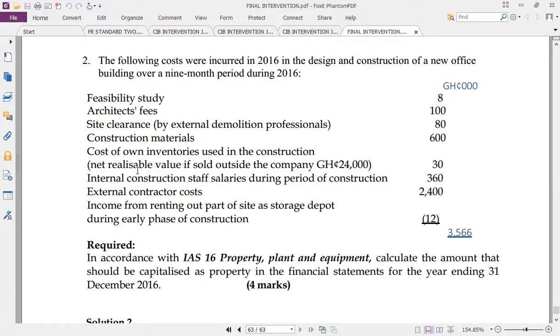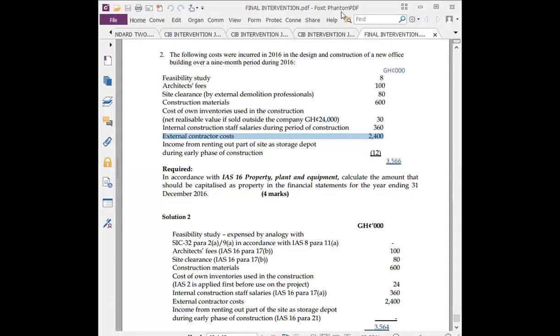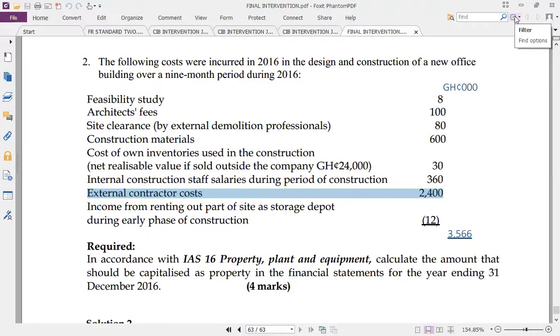Internal construction staff salary during the period of construction. Yes, it must be part. So you add it. External contractor cost. That is 360. That must be part. Perfect. Then income from renting out, this 2,400, should be part. Yes, it should be part.